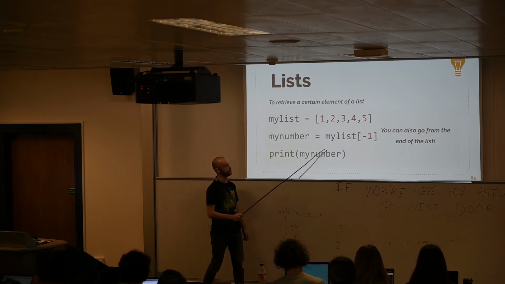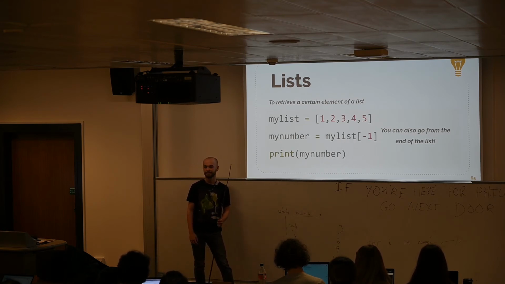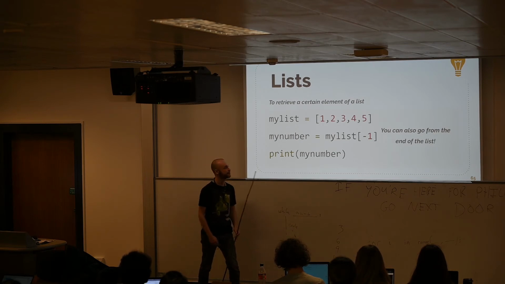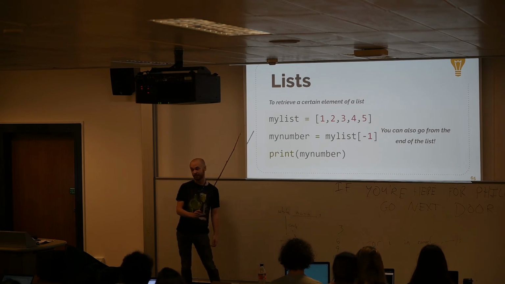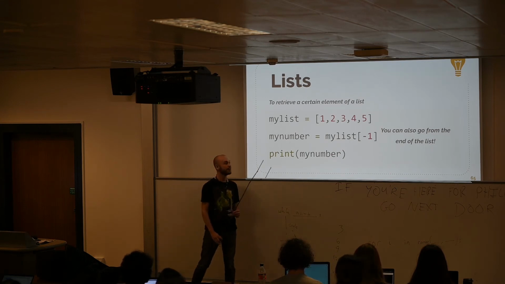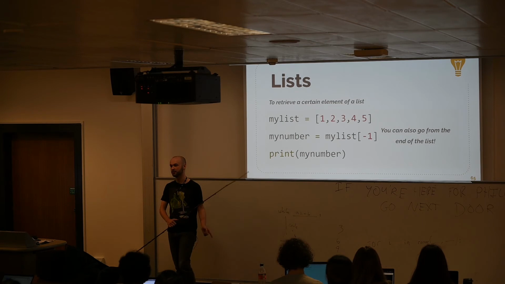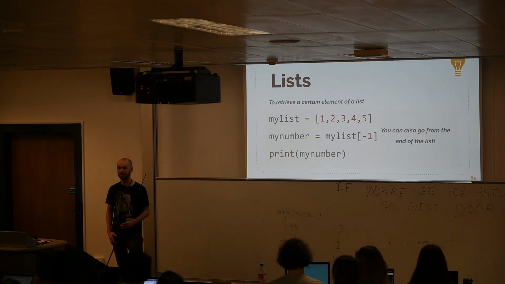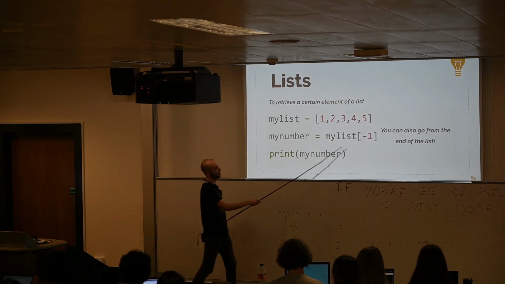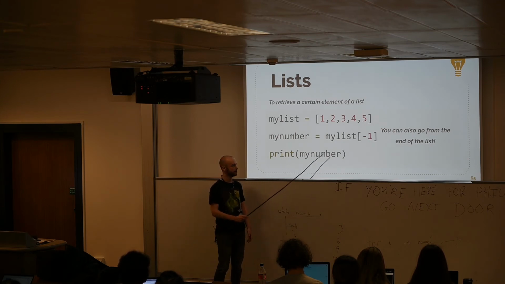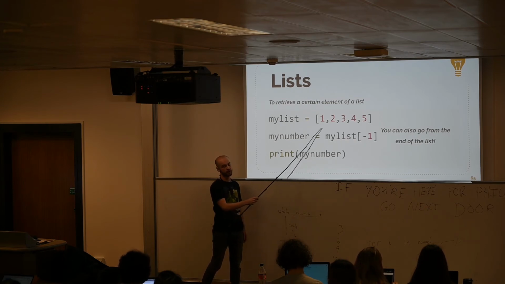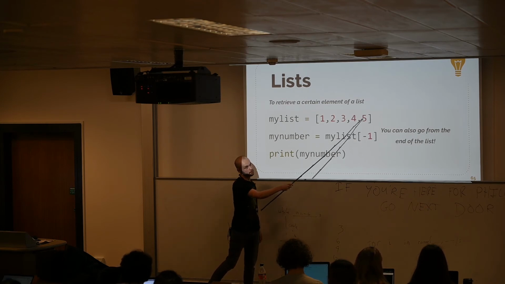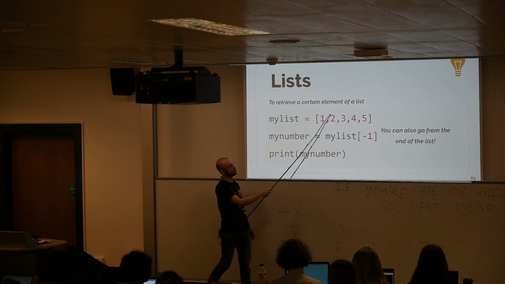So this will give you, someone tell me. I heard 4s, I heard 5s. So this is interesting. It is 5. Why is it not 4, even though I just said we start counting at 0? There's no minus 0. Exactly, there is no minus 0. So Python knows that minus 0 is the same thing as 0. So if you do mylist minus 0, thinking, oh, maybe that's 5, it's going to go, oh, that's the same as 0, and give you 1. So minus 1 is what you need for the end of the list. Minus 2, minus 3, minus 4, minus 5.